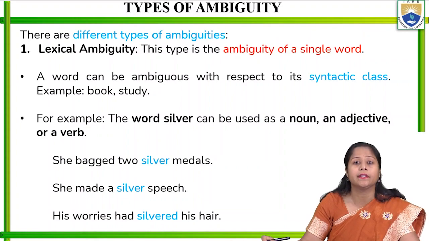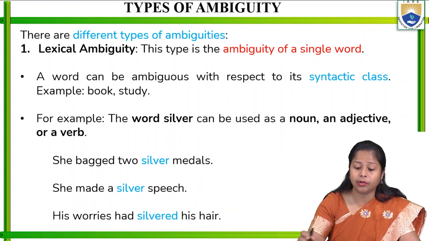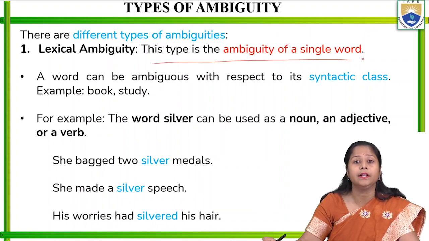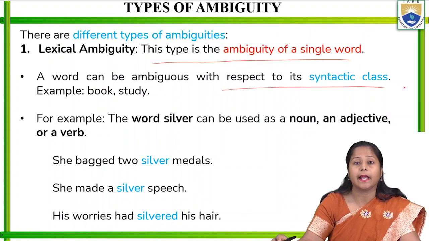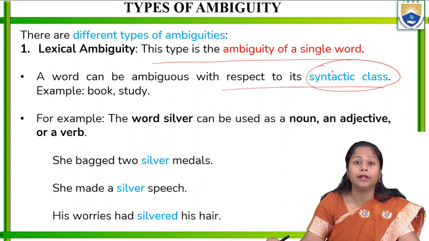So these ambiguities are very important to understand, students. Lexical ambiguity is the type of ambiguity of a single word. A word can be ambiguous with respect to its syntactic class. So actually, the word is referring to one of the classes, right?